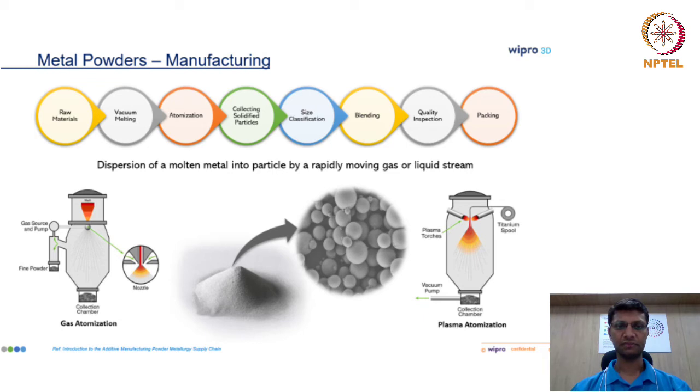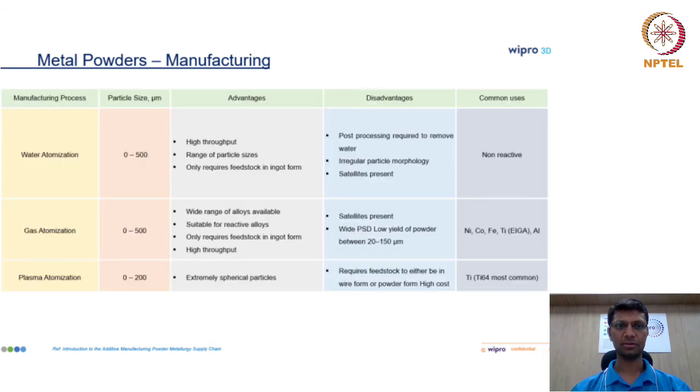Now in the next stage we'll compare all three different atomization processes. So here are some advantages and disadvantages of these atomization processes. Water atomization has high throughput and can produce powders in a very wide range.